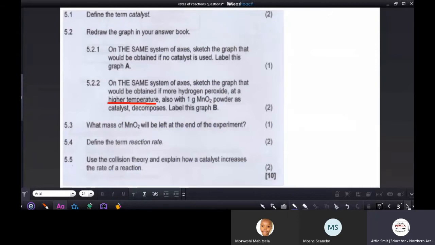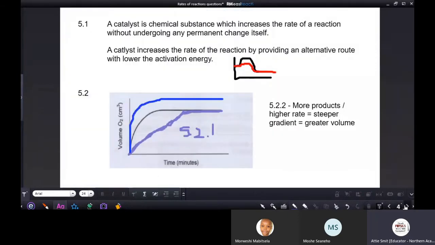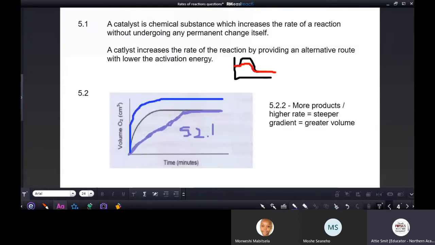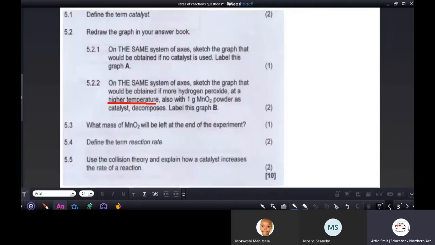So it's not part of the reaction. So the answer will then be, guys, 1 gram. We started with 1 gram, we end with 1 gram. Why? It is a catalyst. It does not undergo any permanent changes. It is not part of the reaction. It just speeds up the reaction.